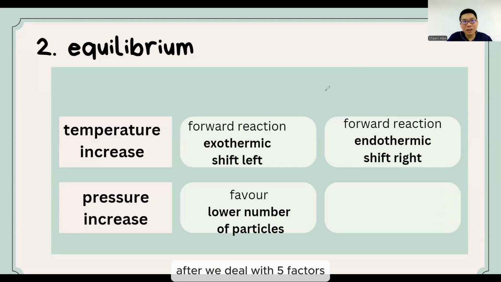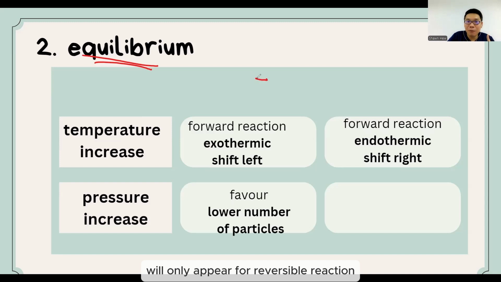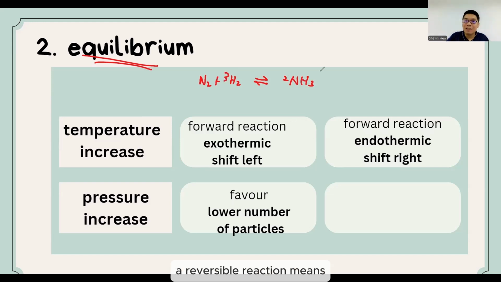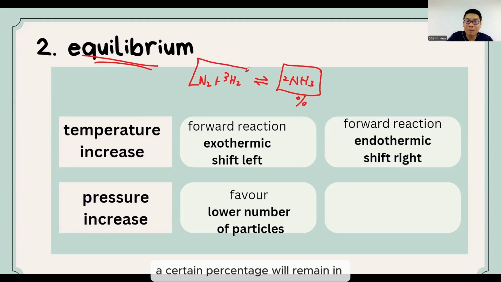Okay, so after we deal with 5 factors that will cause rate of reaction to change, next we talk about equilibrium. Equilibrium will only appear for reversible reactions. For example, nitrogen plus hydrogen will become ammonia. A reversible reaction means it doesn't fully, 100%, form ammonia. A certain percentage will remain as nitrogen and hydrogen.